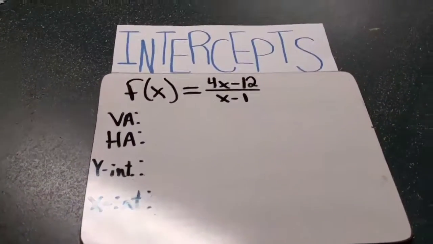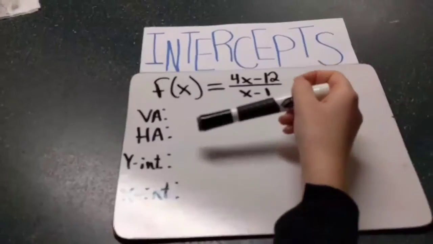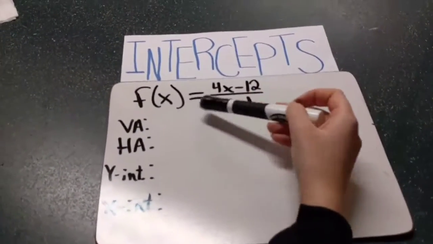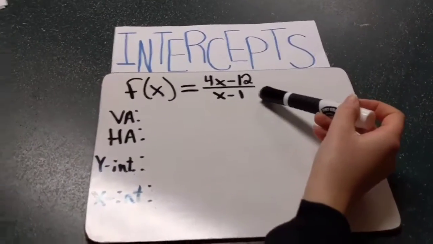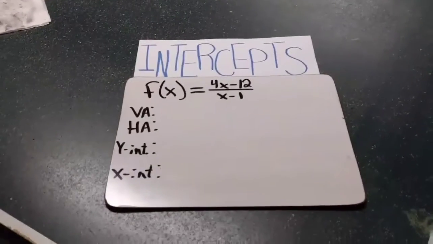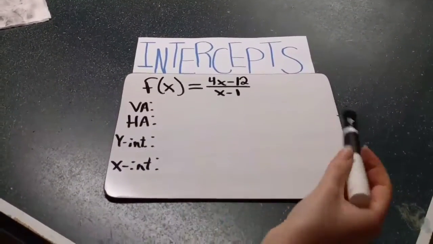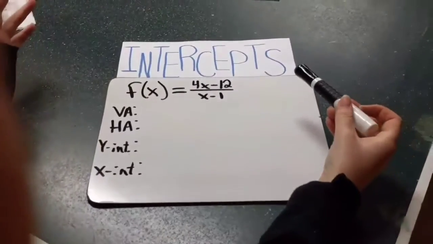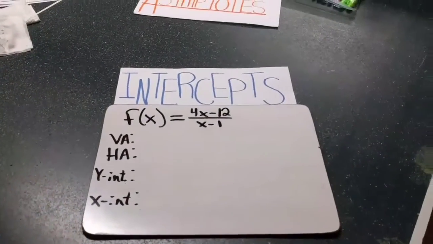So now this is a problem that I want you guys to find the vertical asymptote, horizontal asymptote, y-intercept, and x-intercept for. So f of x equals 4x minus 12 over x minus 1. So take a second to pause the video here. Just take a second, pause the video for as long as it takes you to do this, and then just film it on and we'll have the answers.